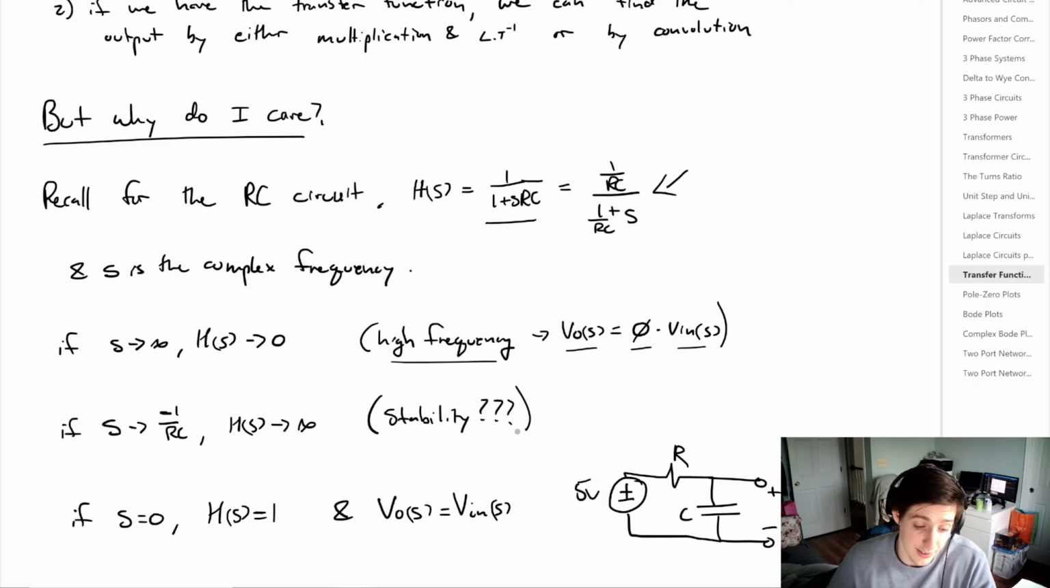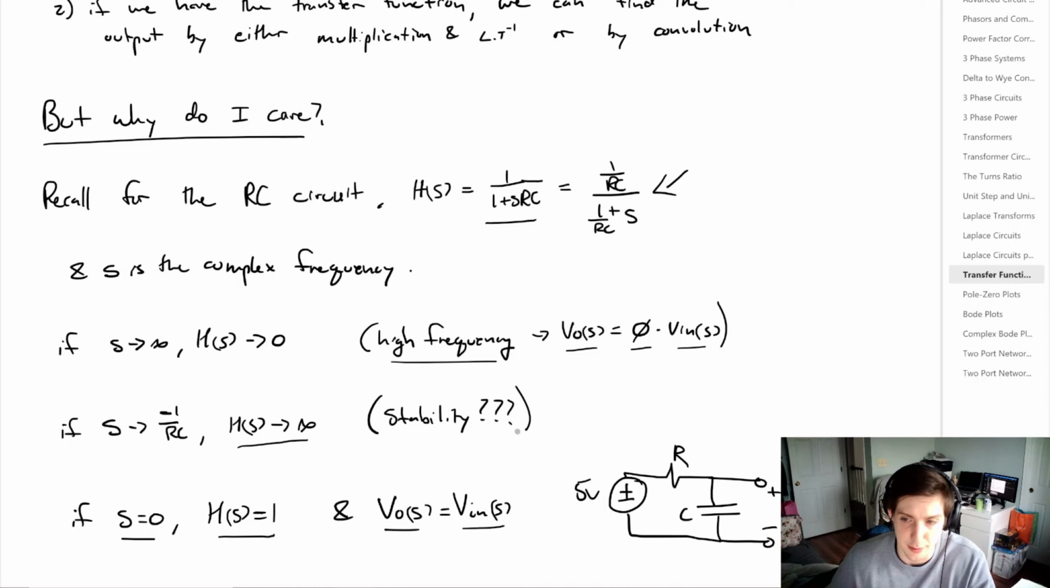And if S is equal to minus 1 divided by R times C, that transfer function goes to infinity. We know that we'd like to avoid infinities in circuit analysis, so maybe there's some stability issues in the circuit around that frequency. And if S equals 0, or we have no frequency, that transfer function is equal to 1, and the output is equal to the input.